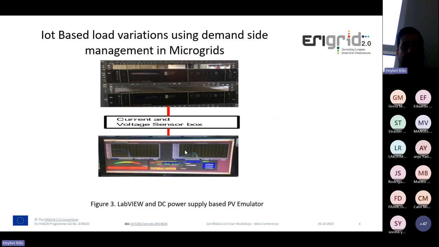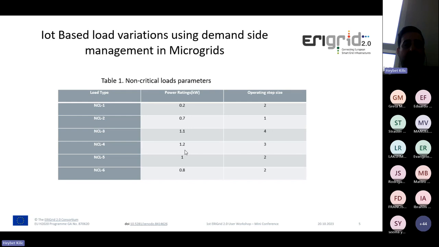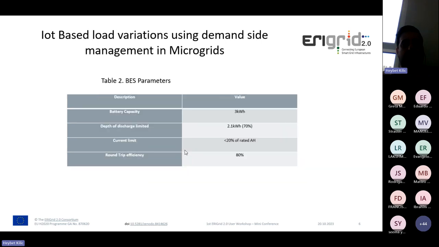In this figure, on the upper side, we have the programmable DC power supply, which emulates the PV system, and on the lower side, a LabWave interface provides this emulation of the PV system. This is our non-critical load parameters. We have six non-critical loads. And the battery is implemented in MATLAB Simulink.